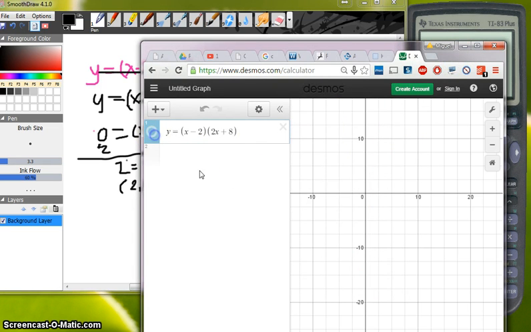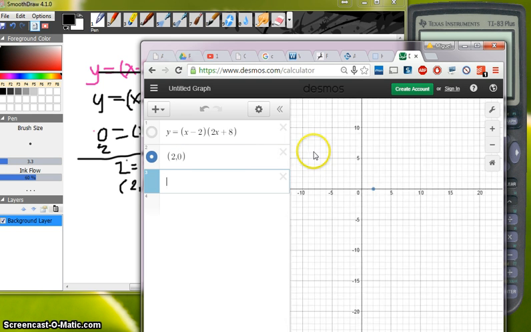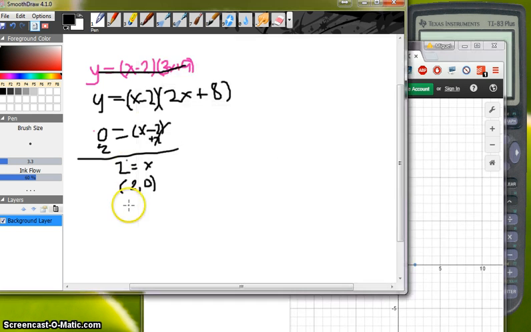Alright, we're going to hide this one. So one of the answers is 2 comma 0. Okay, so we got one answer. And then the other one is what will make this become 0. 2x plus 8 is 0. So this is negative 8. Negative 8 plus 8 is 0.